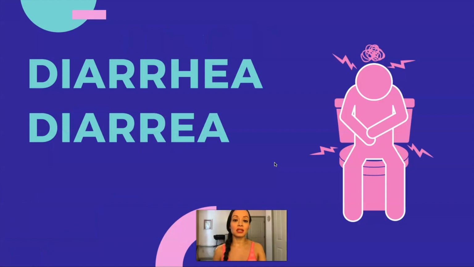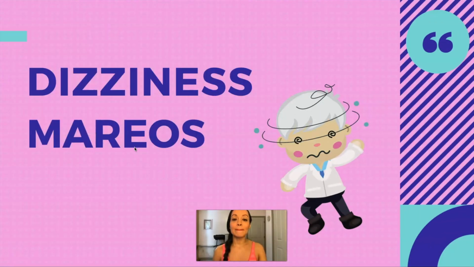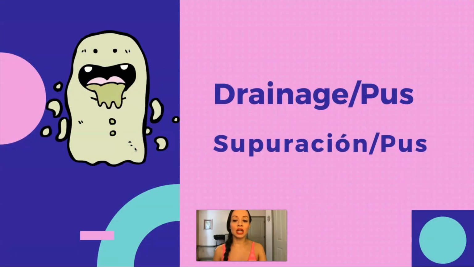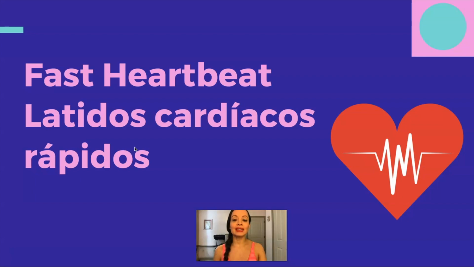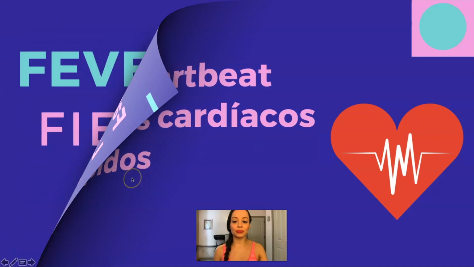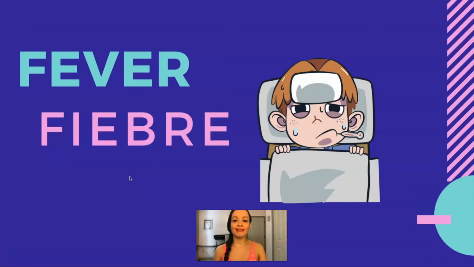Diarrhea is fairly easy and fairly similar. When you see these two R's, you gotta roll them. Dizziness is mareos. Drainage or pus is supuración or pus. Fast heartbeat is latidos cardíacos rápidos. Fever is fiebre.